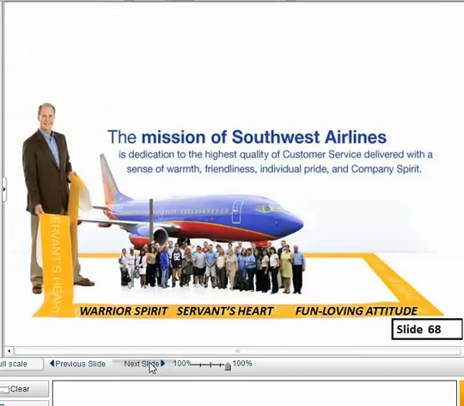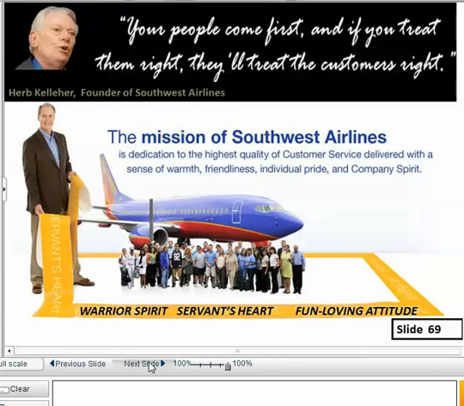Carrying that a step further, if you were to look at the mission statement of Southwest Airlines, I'll give you a second or two to read it, okay? And again, these are not just words, and I'll tell you why in just a minute. It says, dedication to the highest quality of customer service delivered with a sense of warmth, friendliness, individual pride, and company spirit. So they have this warrior spirit among their workers, and a servant's heart, and a fun-loving attitude. You say, how in the world can a company have all this?